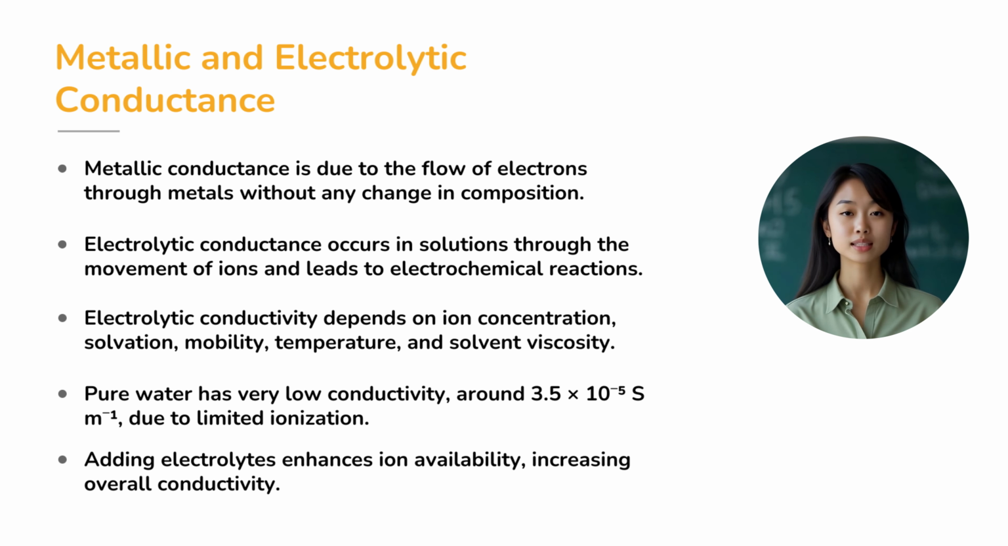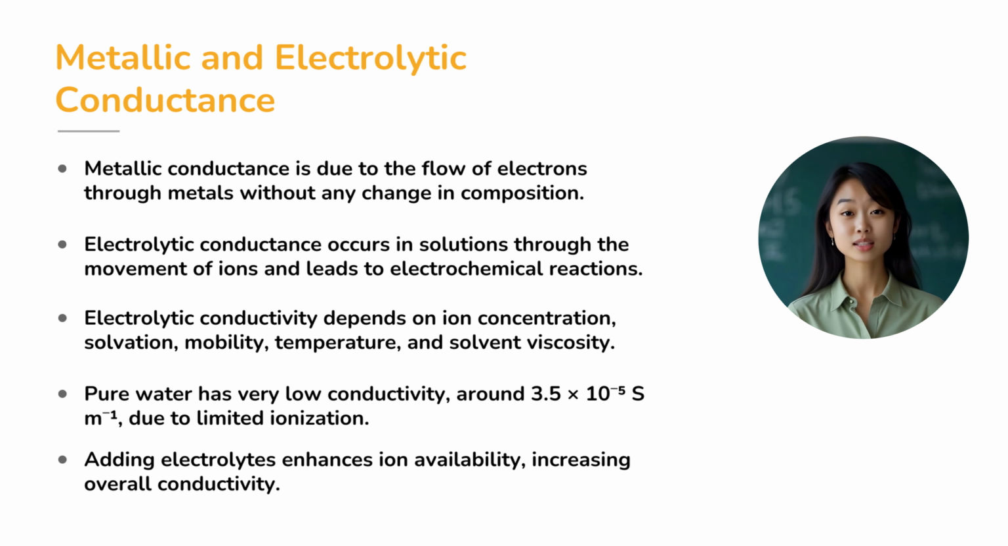First, we have metallic conductance. This happens in metals and is carried entirely by free-flowing electrons. Here, the metal doesn't change its composition. No new substances are formed. Second, we have electrolytic conductance. This occurs in liquids or solutions and is carried out by ions. That means positive and negative ions move through the liquid and chemical changes often occur at the electrodes.